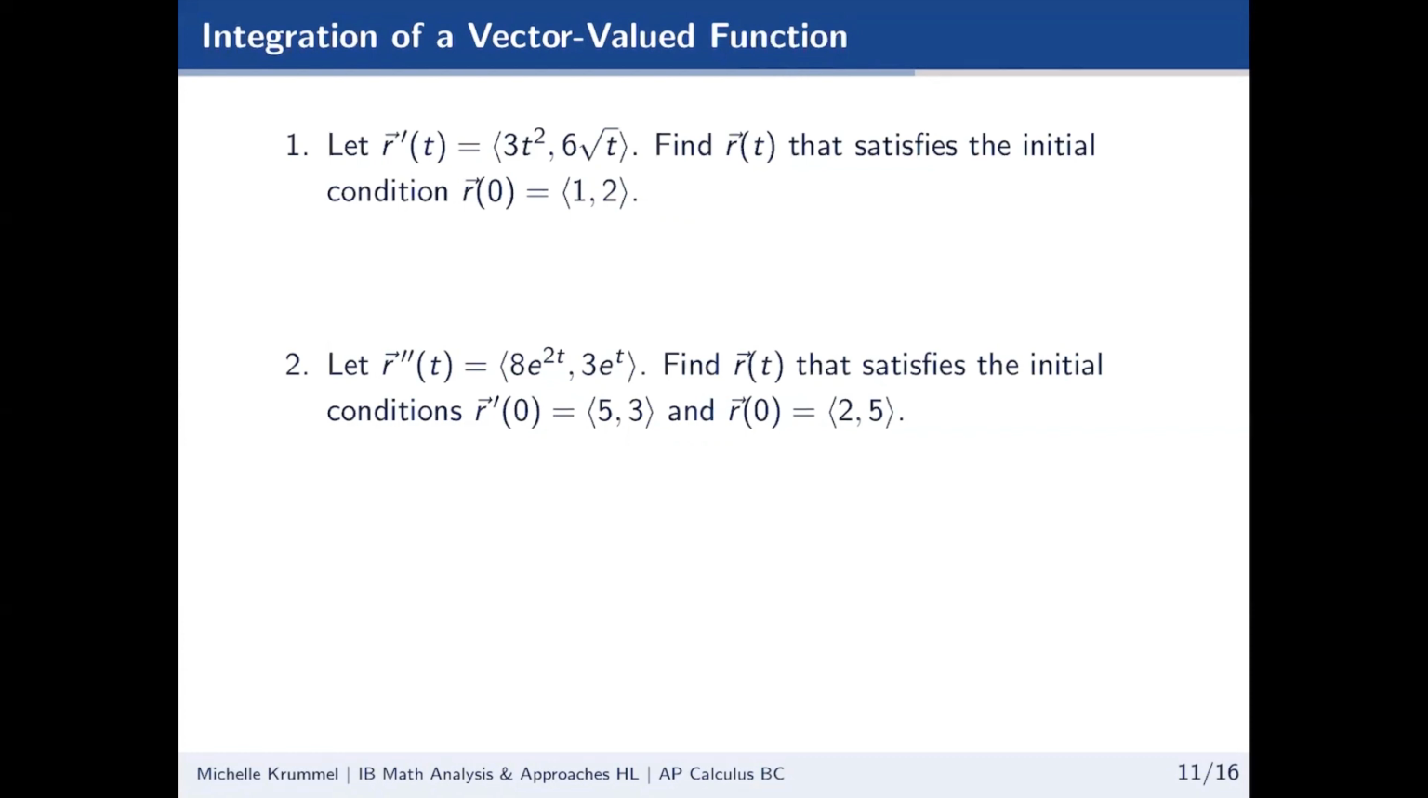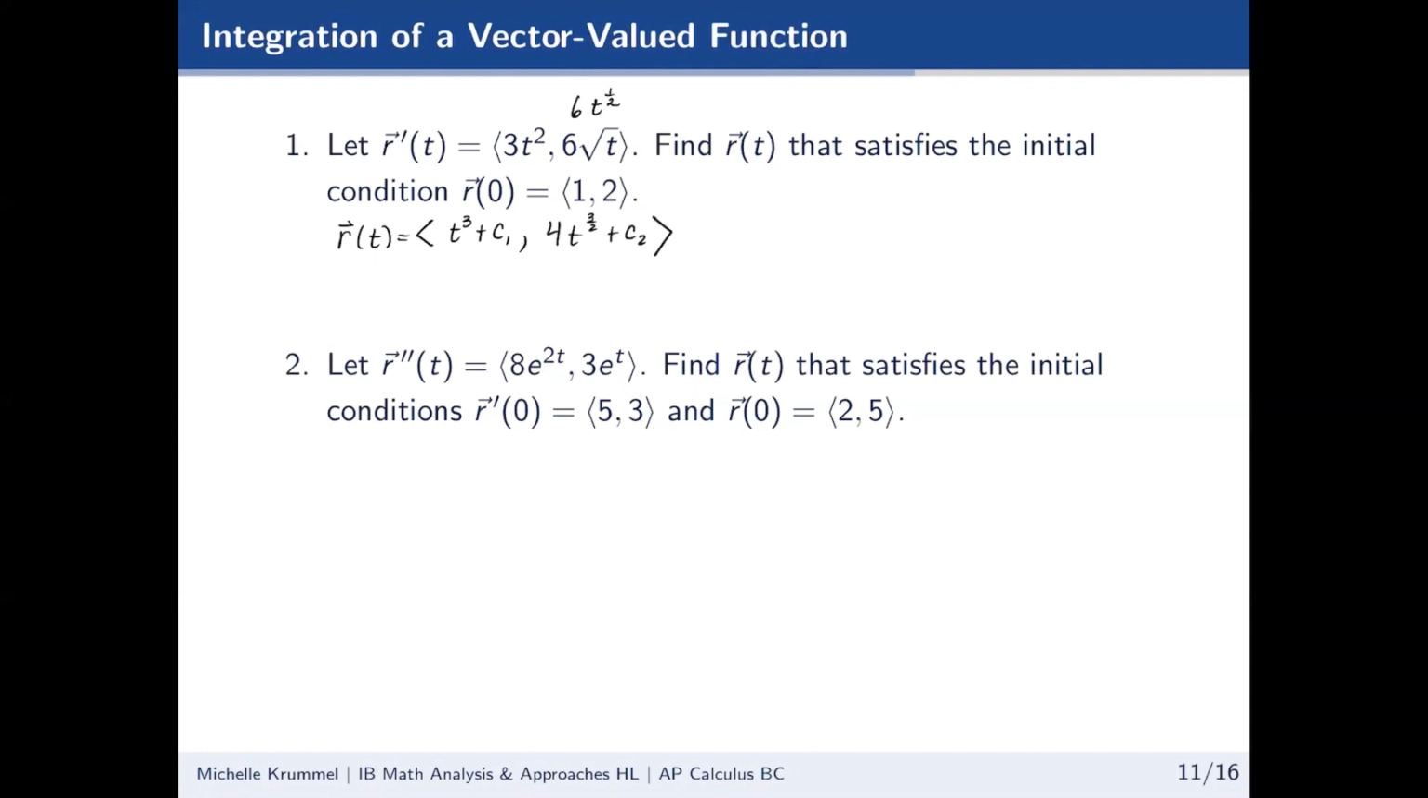So let's start by integrating r prime to get an equation for r. And we can say vector r of t is equal to, we'll integrate 3t squared to get t cubed plus c1. And we'll integrate the 6 root t, so I'm thinking of that as 6t to the 1/2. Integrate, and I get t to the 3/2. Dividing by 3/2 is the same as multiplying by 2/3. So that would give me a 4 in front there, plus c2. And that's our function r of t.